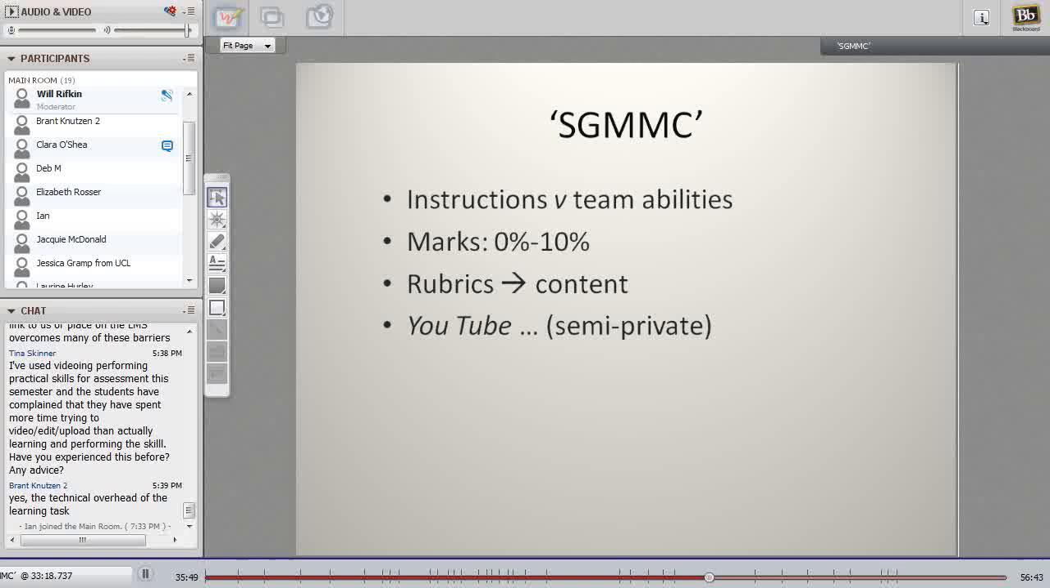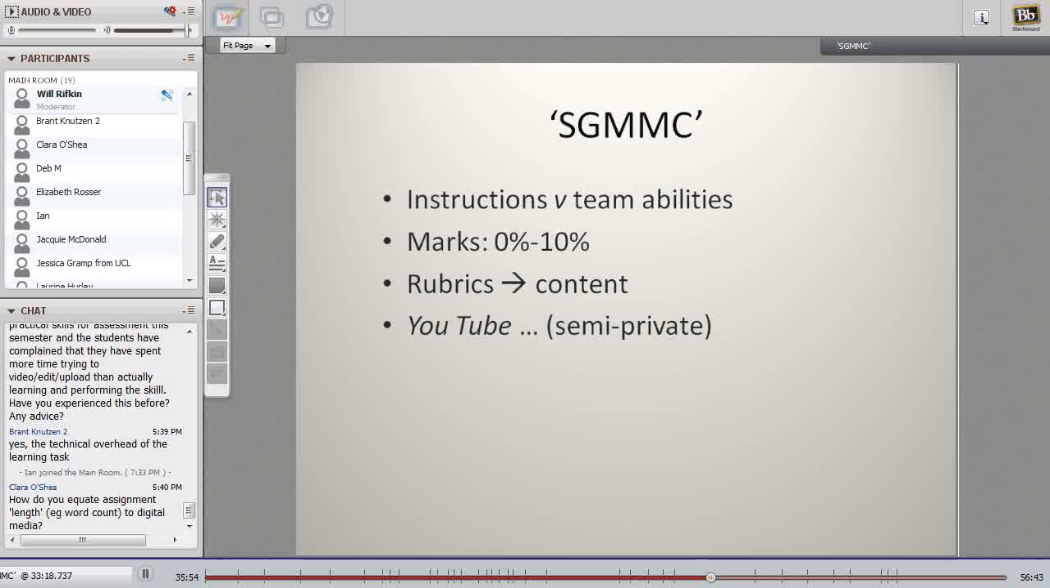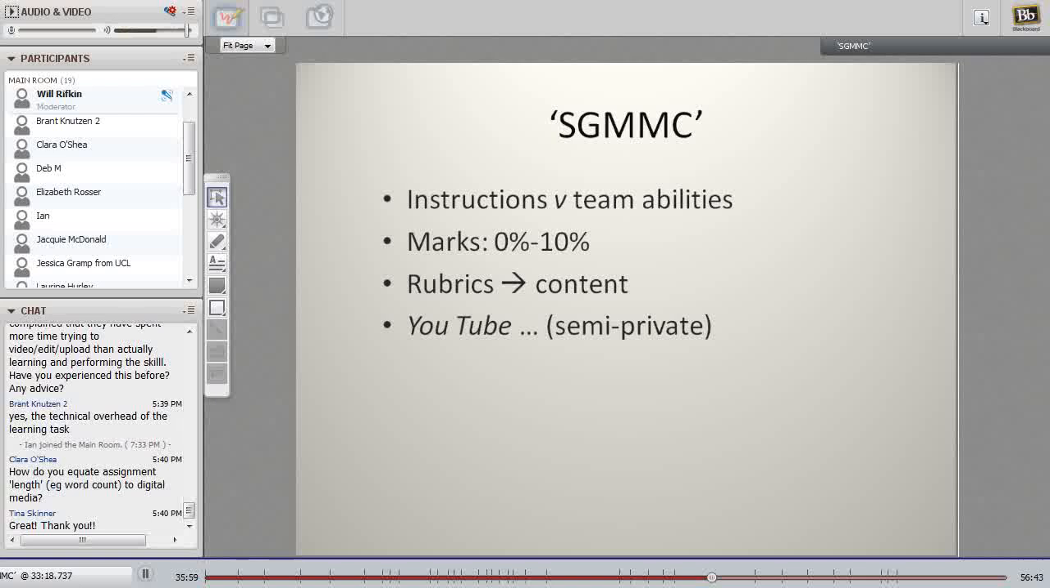So I went through those kind of quickly. If you go to our website, our wiki, at the end there will be some more tips about how to get students over that hump. But yes, for the next few years, if you assign students to make a video, they will complain about how much time it takes.